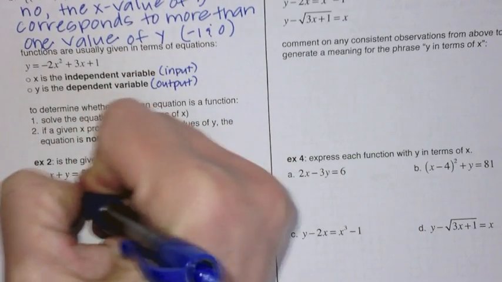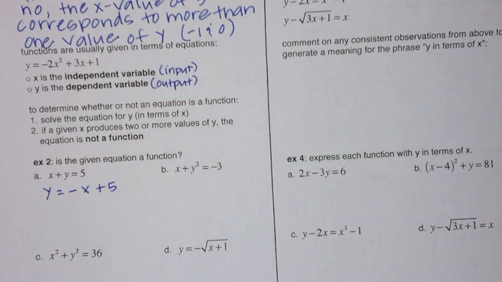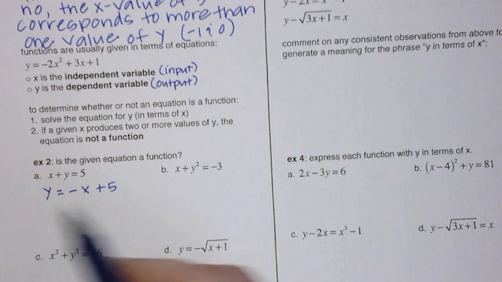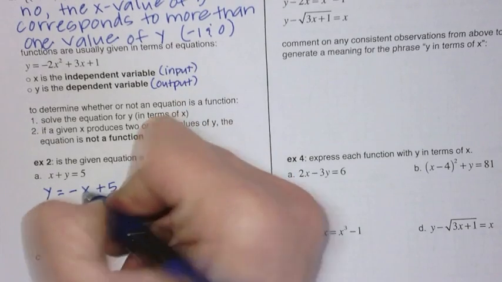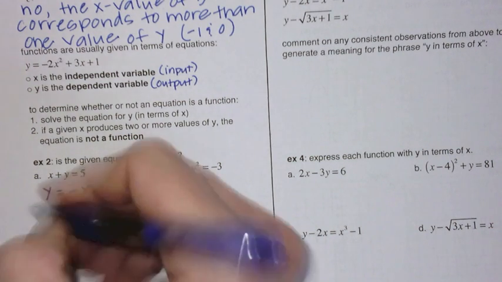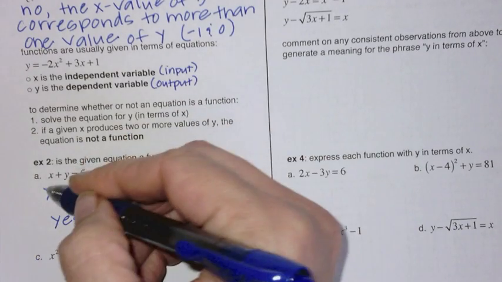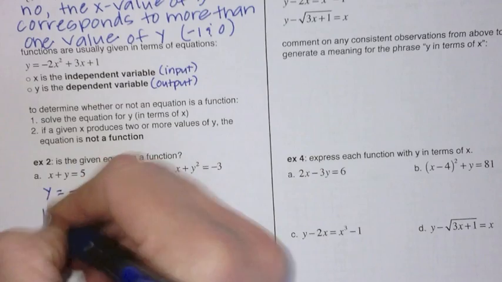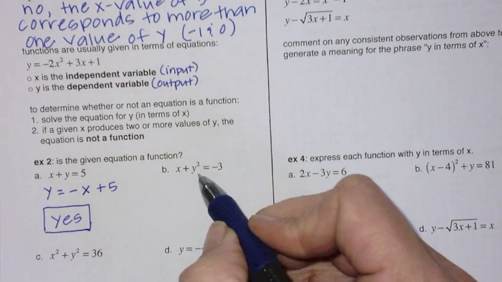Y equals -x plus 5. So I solved it for y, and when I plug in an x, is there any way I could get 2 different y values? No. It doesn't matter what value of x I plug in. I'm always just going to get one y value. So in that case, each member of the domain corresponds to exactly one member of the range, so that equation is a function. Let's take a look at this one right here.